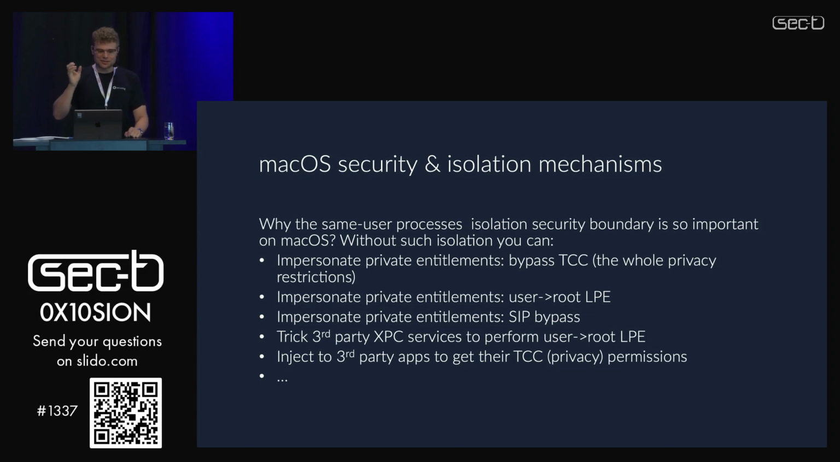Is that important? Is that crucial? Without isolation, if you have, for example, Microsoft Teams, and you are able to somehow control that process from another application, you would be able to get its permissions, right? The permissions that the user clicked in Teams: OK, I allow accessing the camera. So that's problematic. And what else may happen if you impersonate private entitlements? Well, you may elevate your privileges from user to root. That's the system behavior by default.